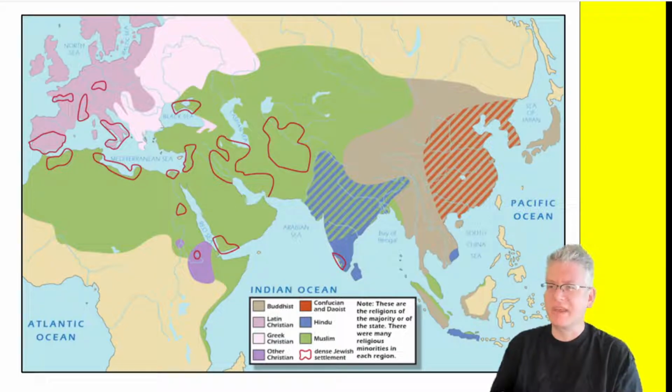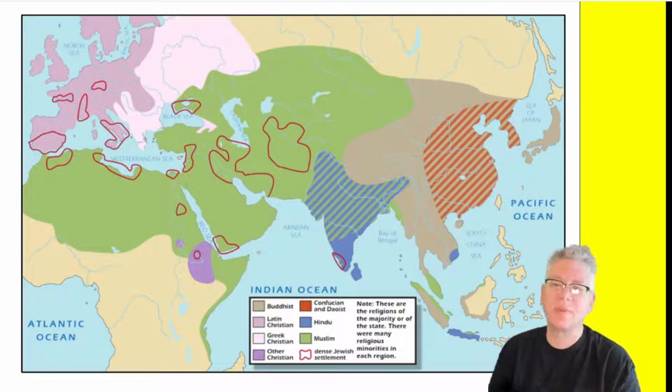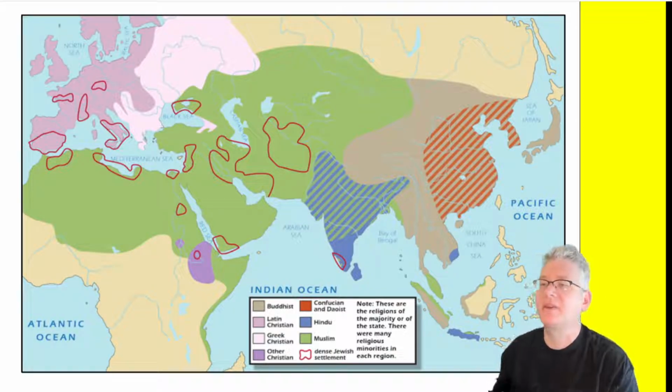Again, don't get it twisted, that circle area there, it's not like everybody there's Jewish. It just means in each of these areas, in the towns and places, there's a sizable Jewish community. So we know that there's a fair amount of it in lots of different places.